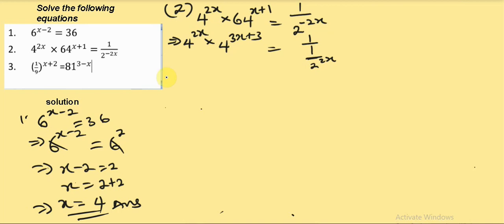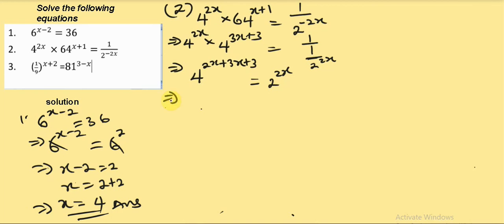So now this is the same thing as picking the common base, which is 4. I'm going to add the powers because of this multiplication. 2x plus 3x plus 3 is equal to, now simplifying this, because this is a fraction, 1 over 2 exponent 2x. So now in fraction, I'm going to use this to multiply the original one here. So divided by this one. So that is going to give me 2 exponent 2x divided by 1, which is 2 exponent 2x.